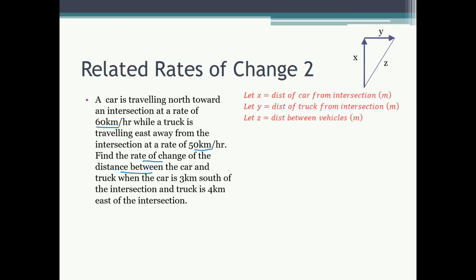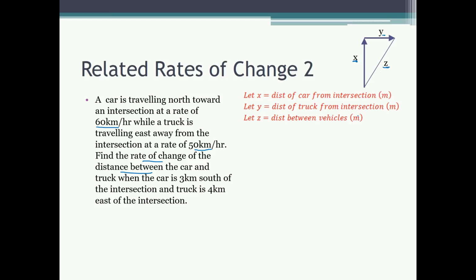So we'll set up the problem. We've got the car travelling north. That's the X car. The car travelling away from the intersection is the Y car. And Z is the distance between the two cars. So X will be the distance of the north travelling car from the intersection. Y is the car travelling away. And each of these will be changing with respect to time. So the rate of change of that one with respect to time is dx/dt. That one is dy/dt, and the distance between the cars is dz/dt.